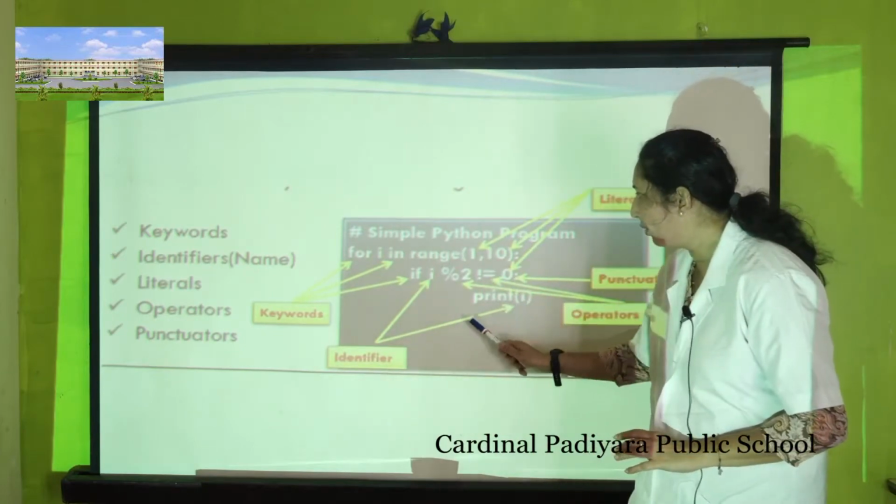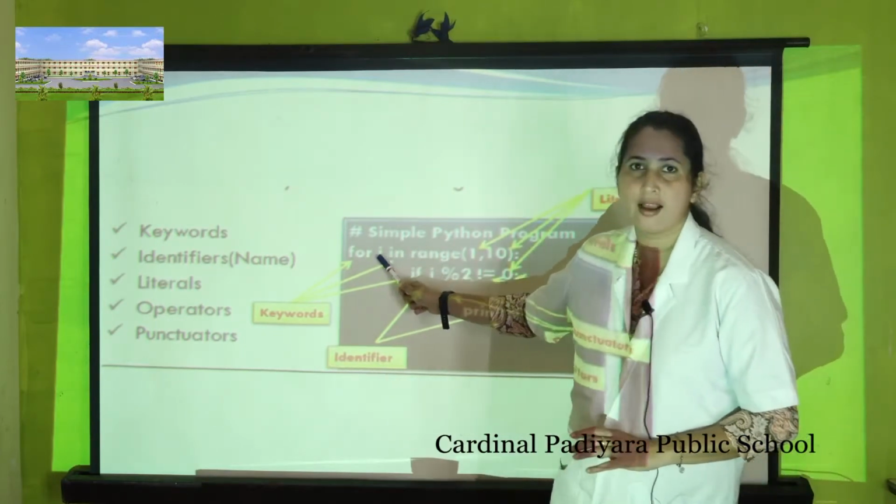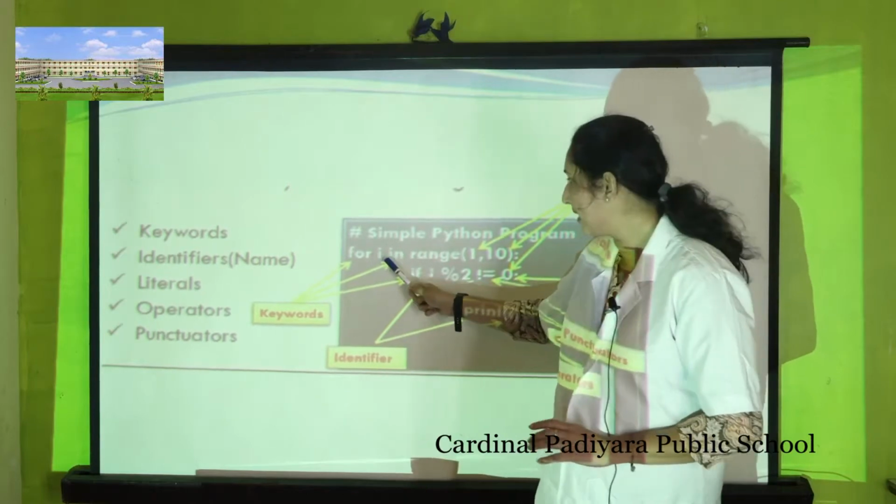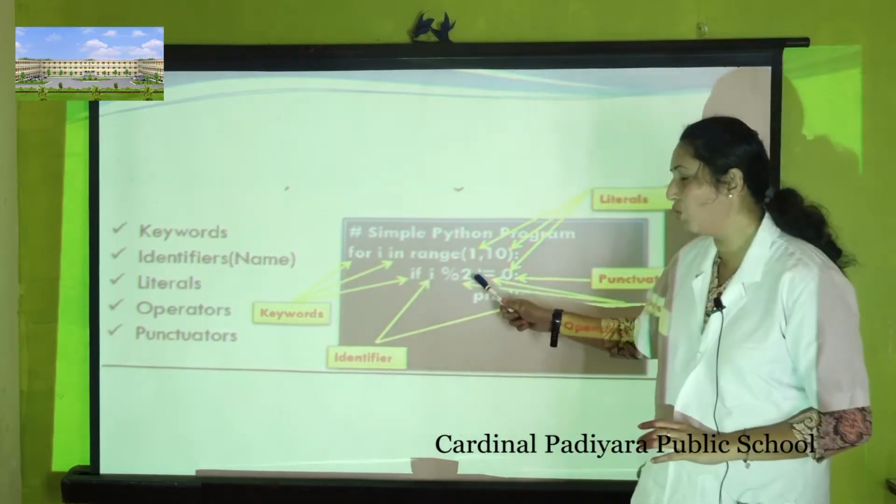Then going to the next loop, the value of i is 2. Then check if 2 mod 2 is not equal to 0.